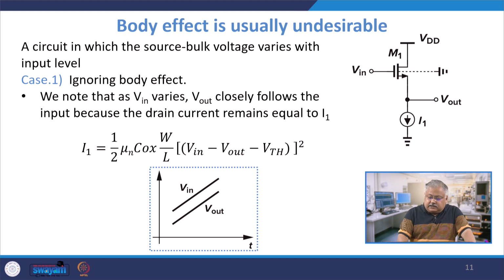Now let's make a circuit, which is shown here. Let us assume this to be a simple input here. So when this input is less than the threshold voltage of M1, this will be cut off and V out will be just given by this formula, and so on and so forth.